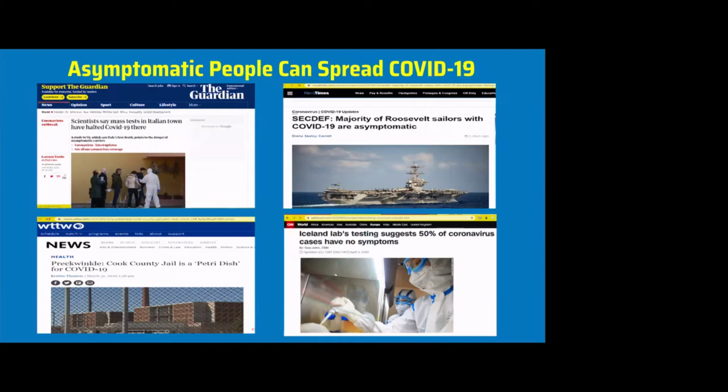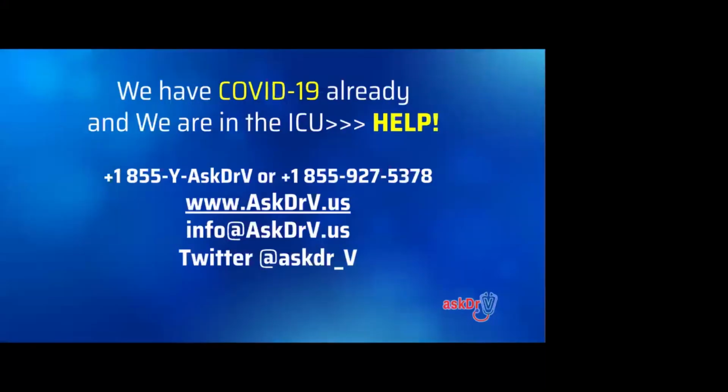Iceland tested the largest percentage of their population. They tested 5% of their population. They found that 50% of their positives had no symptoms. Cook County Jail also tested everyone in their jail and found similar, and so did a town in Italy. So it's been pretty consistent in the US and Italy, and also in Iceland.